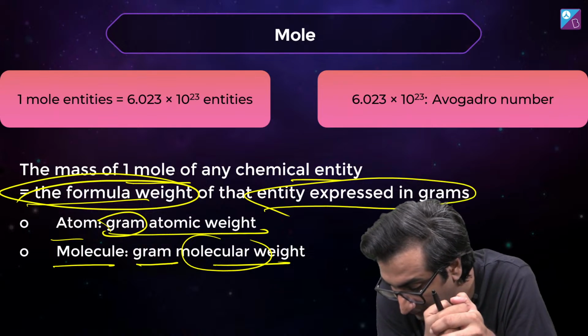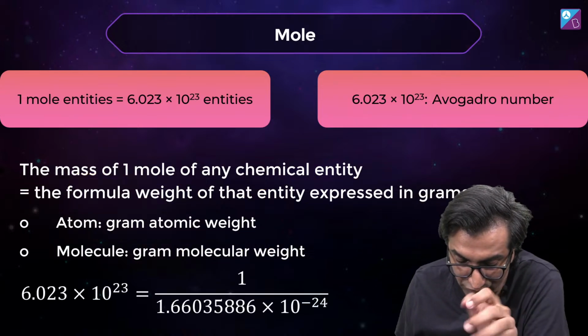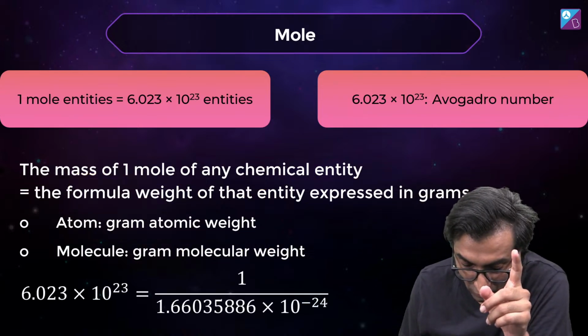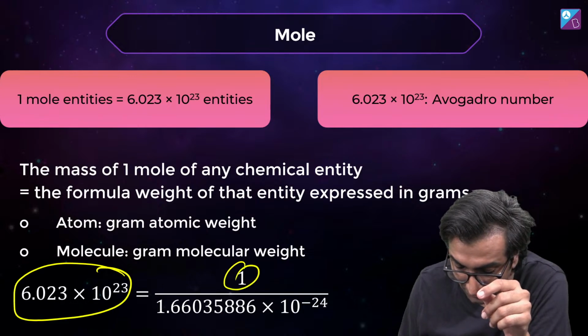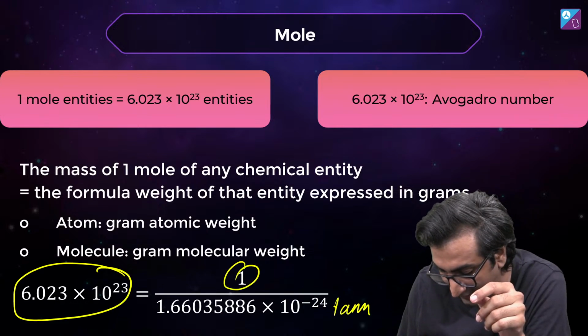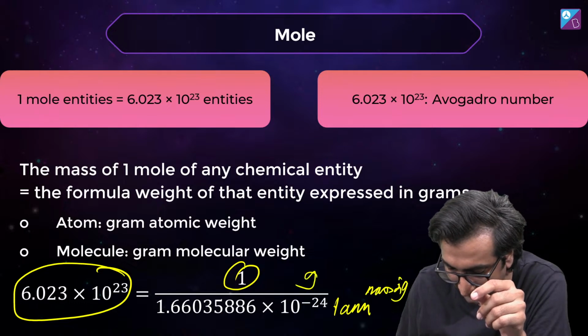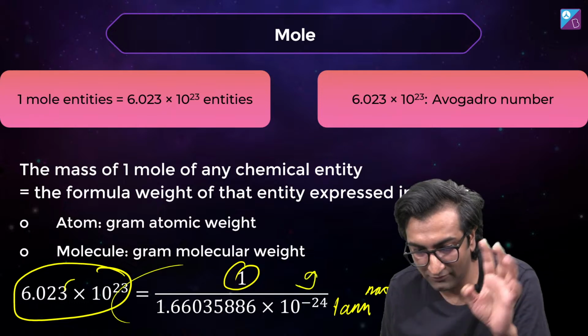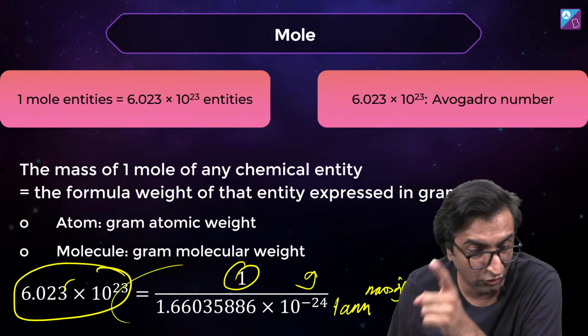Okay. That's it. So again, what is 6.023? It is 1 by 1 AMU का mass in gram. Okay, 1 gram. So that's how you get this 6.023. So if anybody asks you this, you know this.